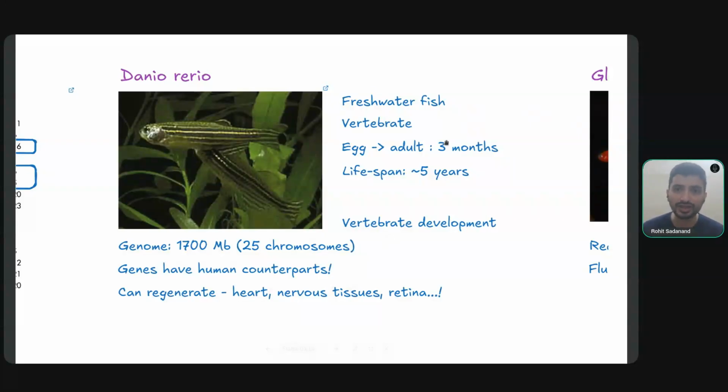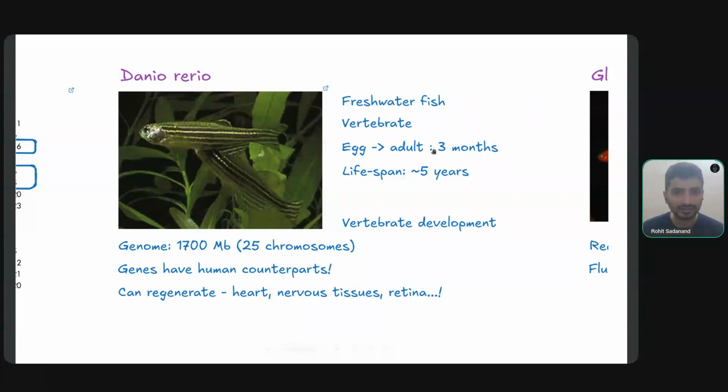It's about an inch long. It's a vertebrate, and so it possesses similarity to us. The time it takes for the egg to become an adult is just 3 months, even though its lifespan is much longer. And each time it lays eggs, it lays around 100 to 200 eggs, which makes it easier to obtain large quantities of this organism in order to do the studies that we plan, right?